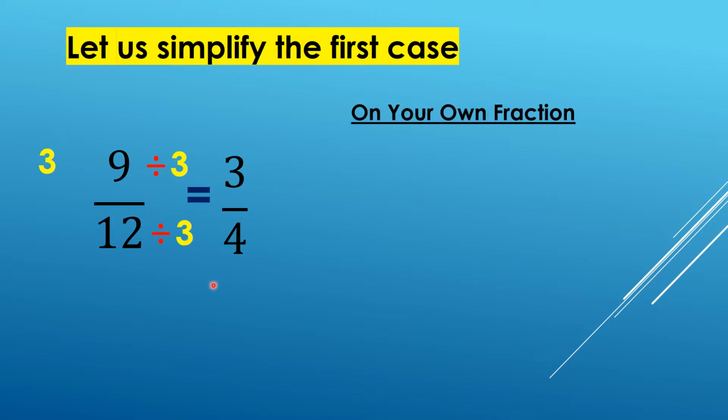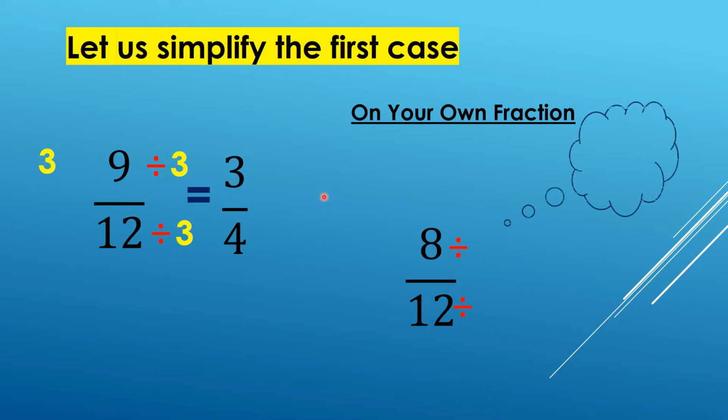Now, can you do this on your own? Please use your math notebook, and this is the fraction 8 over 12. Take a few seconds to find the factor. Simplification means division. Very good. You are using division for the numerator and the denominator. Now, which factor did you use? Is it 2 or 4? What do you think? Well done. 4 is the best factor.